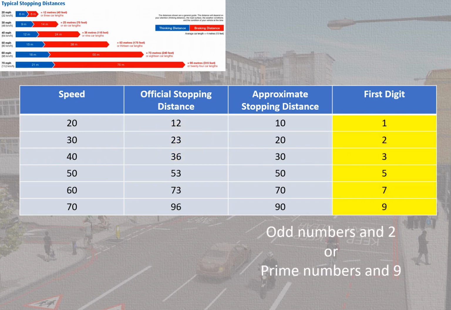And in the final column, there's a pattern there as well. It's all the odd numbers and 2. So we've got 1, 3, 5, 7, 9, 2, and they're all in ascending order. Or if you're a bit of a maths geek like me, you can say it's the prime numbers and 9. And yes, I am calling 1 a prime number.